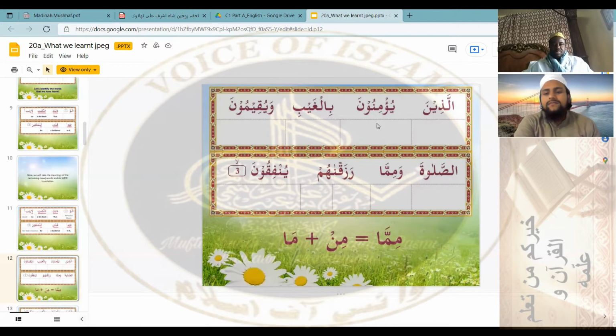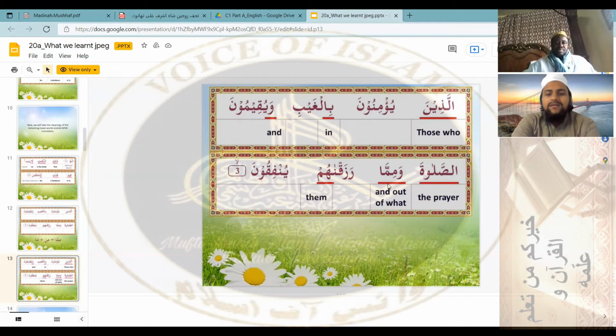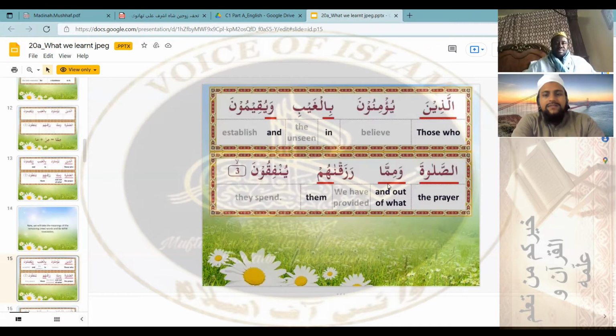Alladhina, those who. MashaAllah. Yuminuna, they believe. Bil ghaibi, ghaib, the unseen. Okay. Wa yuqimuna salata wa mimma. And what? Mimma, out of what. Razaqnahum yunfiqun. Hum, them. So this is: those who believe in the unseen and establish the prayer, and out of what we have provided them, they spend. As-salat means the prayer.